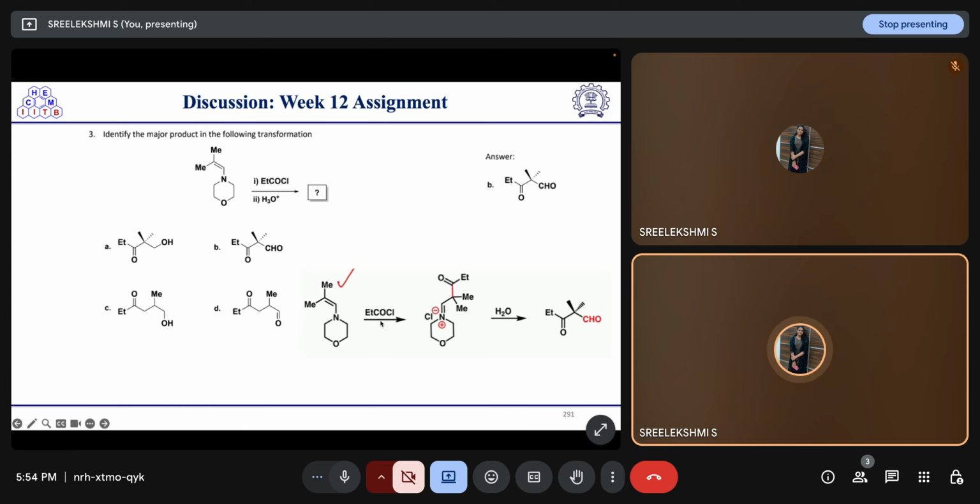So here what is happening, EtCOCl will form this ammonium salt, the chloride salt of this particular amine. This will be in iminium ion form and Cl minus will exist as the salt form. Then upon hydrolysis, this group will go and this ring will open and we will get this particular aldehyde. So the correct answer here would be option B.